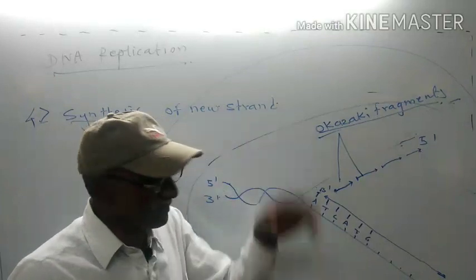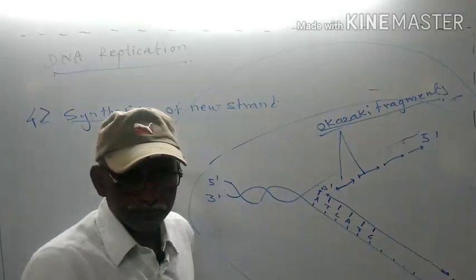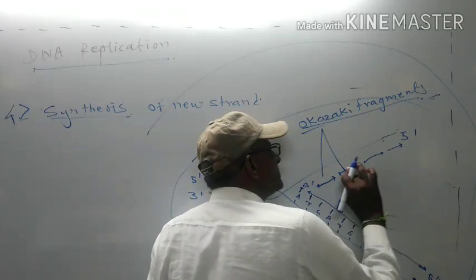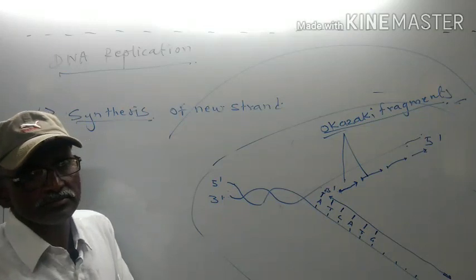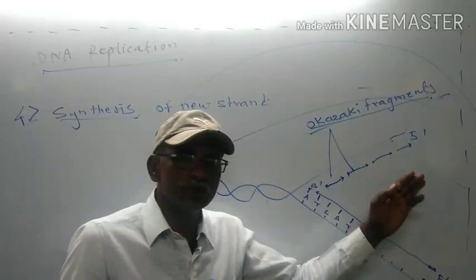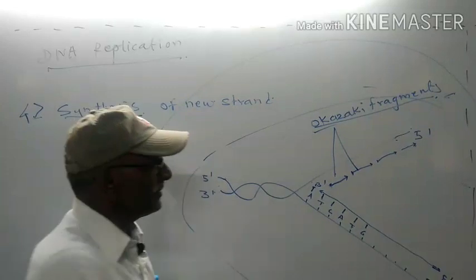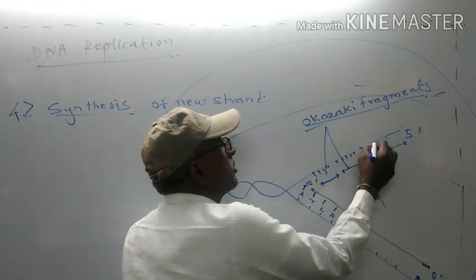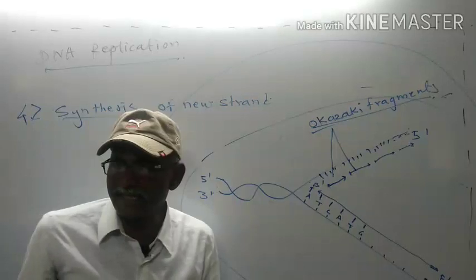But after completion of this process, what happens? This RNA primer is removed, and this discontinuous strand or these fragments are joined by whom? Ligase enzyme. These fragments are joined by ligase enzyme, and this discontinuous strand is made continuous, or a full strand is formed. And these fragments are also complementary to the nitrogen bases or to the nucleotides which are present here. According to them, they are synthesized.